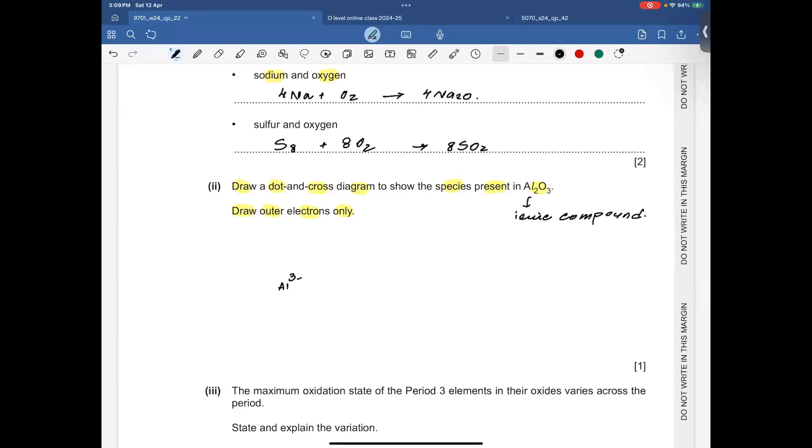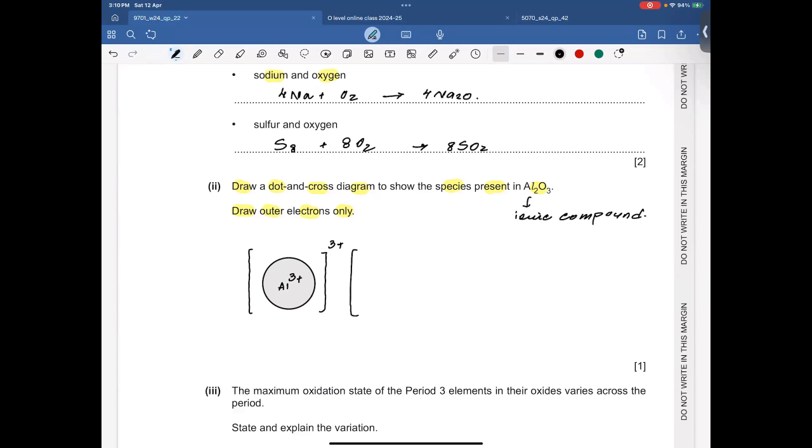ये मेरे पास एल्यूमिनियम आयन है और ये इसका वैलेंस शेल है. So 3 electrons are removed from the valence shell. So valence shell becomes empty. इसको मैंने शो किया, यहाँ 3+ चार्ज आ गया.